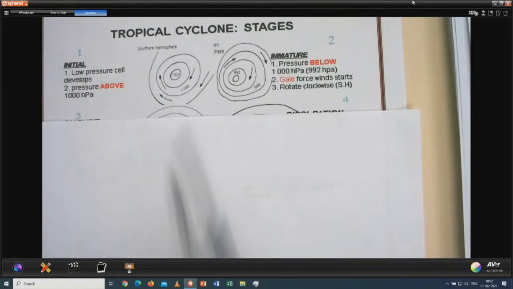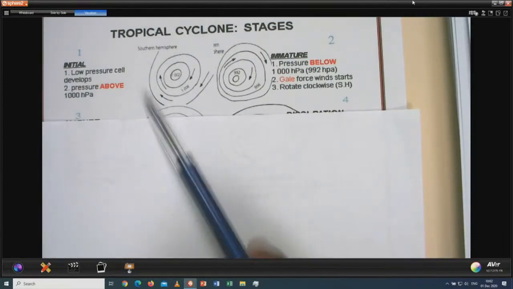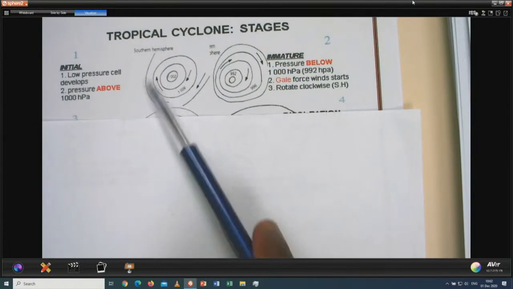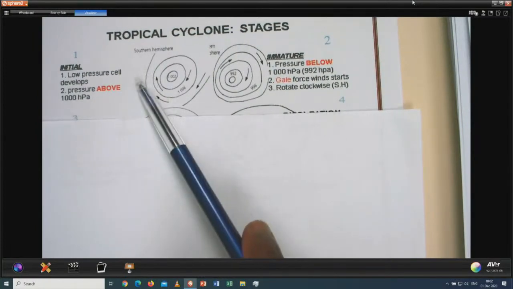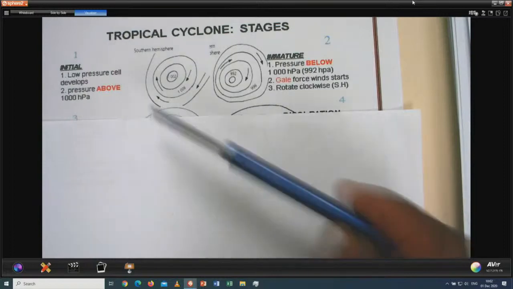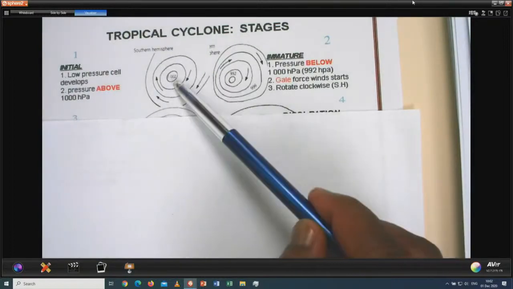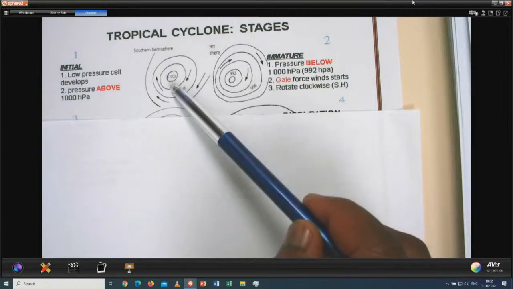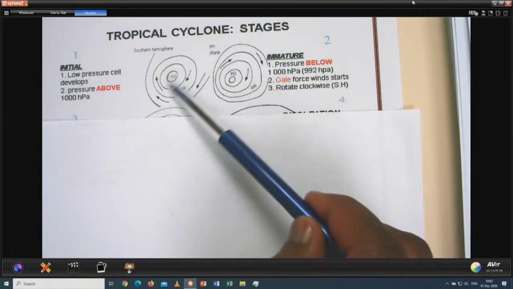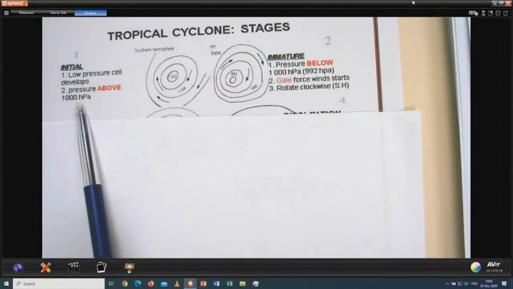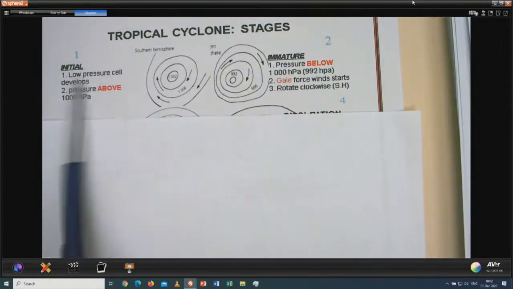You look at the pressure. These are our isobars. An isobar is a line joining places of the same pressure. And look at the movement, circulation around the eye, clockwise. The pressure in the center of the system is just above 1000 hectopascal. A low pressure cell develops.